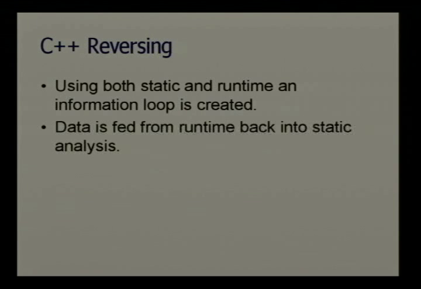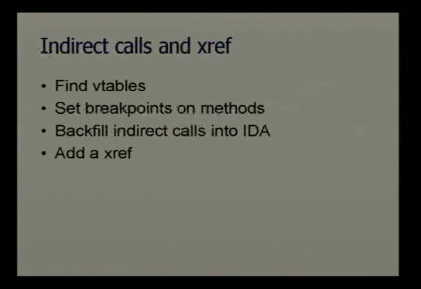One example where this would be useful is C++ reversing. C++ is a pain in the ass. You have vtables, you have indirect calls, you have all this stuff. So if we use both the static and the runtime, feed it back and create this constant loop, we can know where these indirect calls are going. You just trace it back, and we create cross-references, as we'll see.